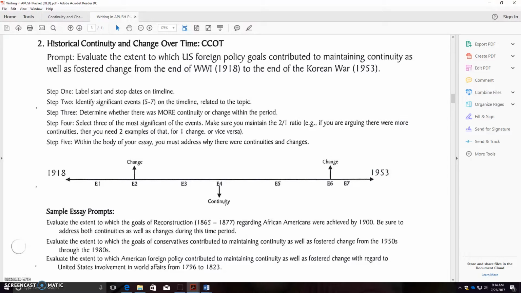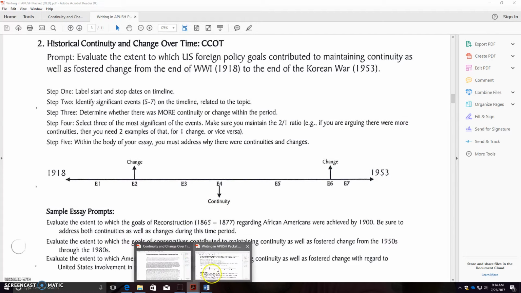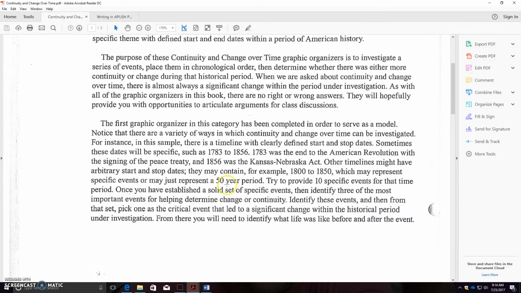Once you do, you select 3 of your most significant events, keeping your 2-to-1 ratio. Remember, your X statement's going to be the 1 and your A and B statements will be the 2. If you are arguing that there are more continuities, then you need 2 examples for continuity and 1 for change, and vice versa. So let's go and look at the graphic organizer that we have as our example.